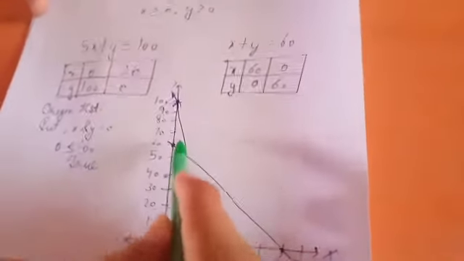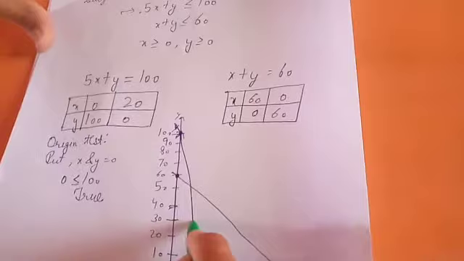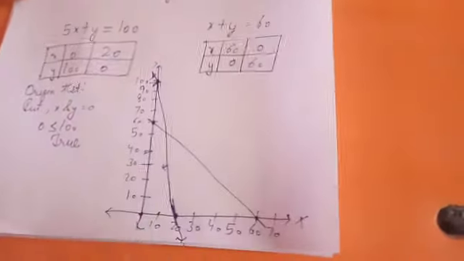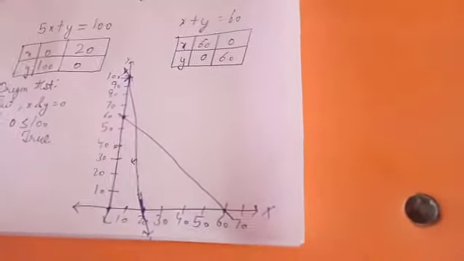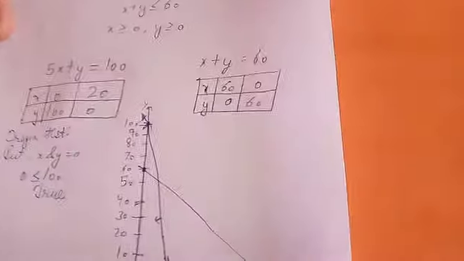So all the values that are on this side of this ray will be followed. Okay. Similarly, we will do for the second.